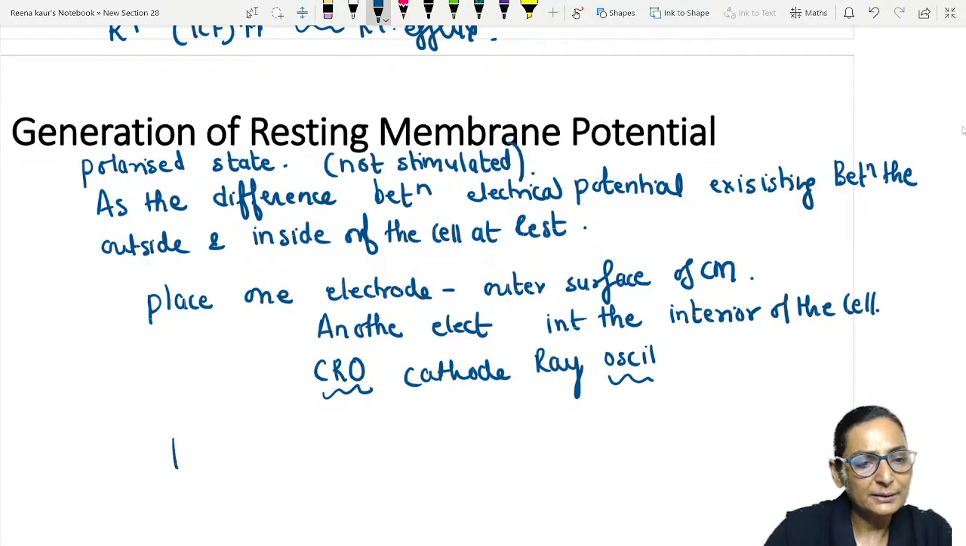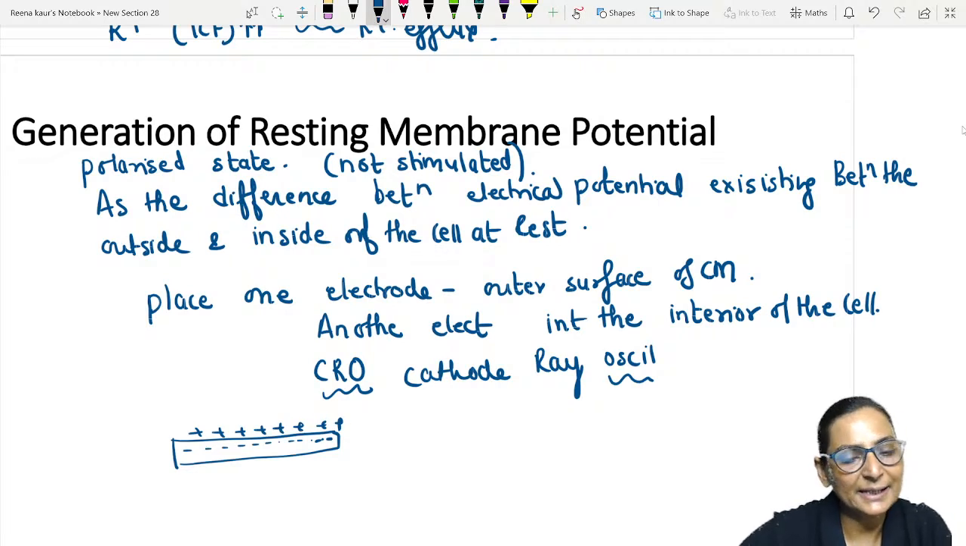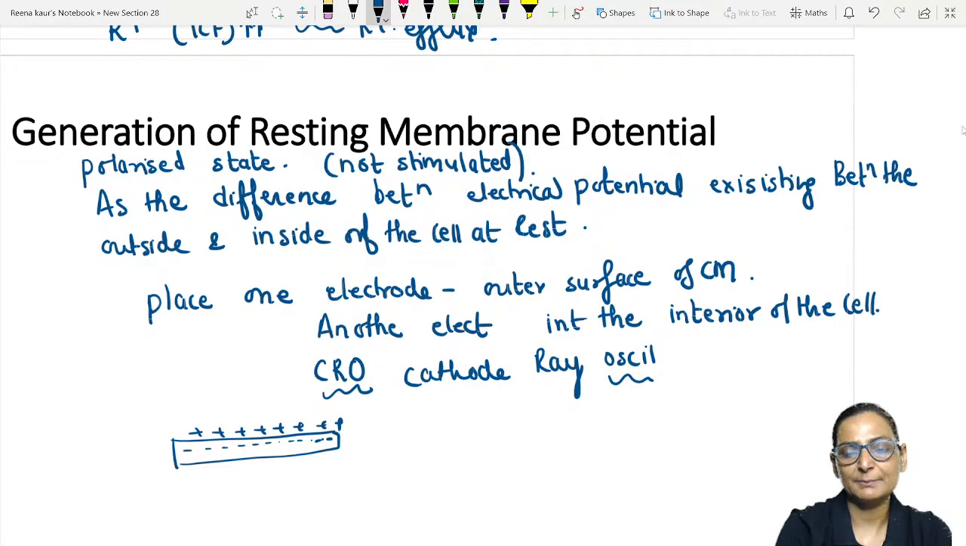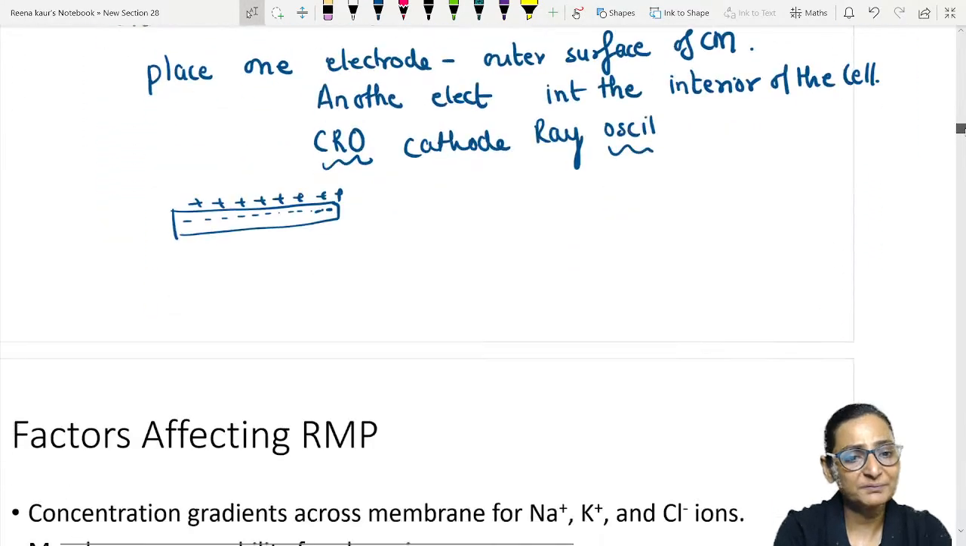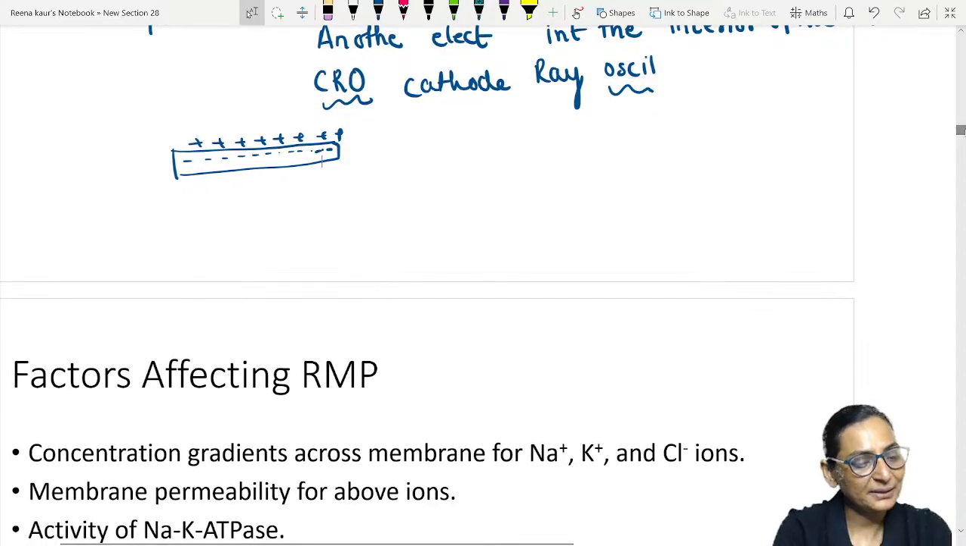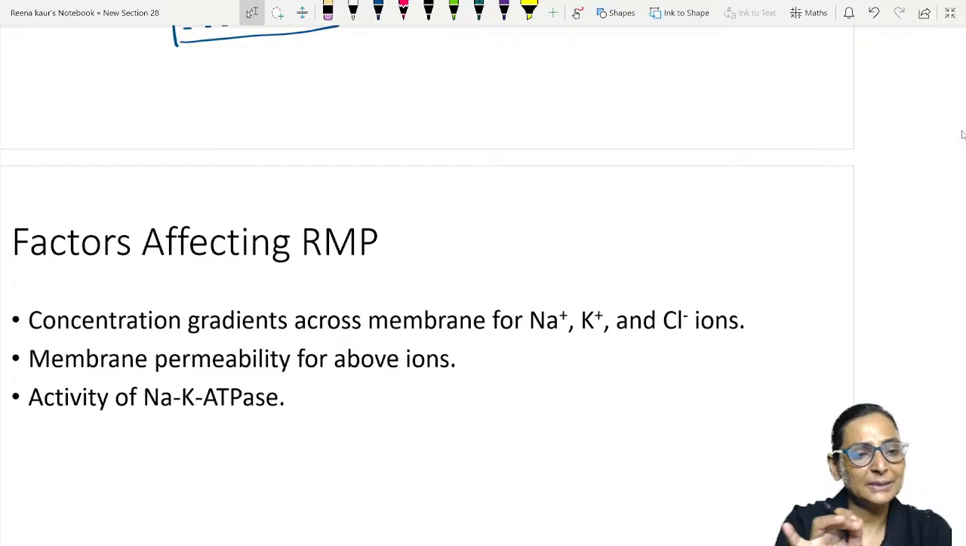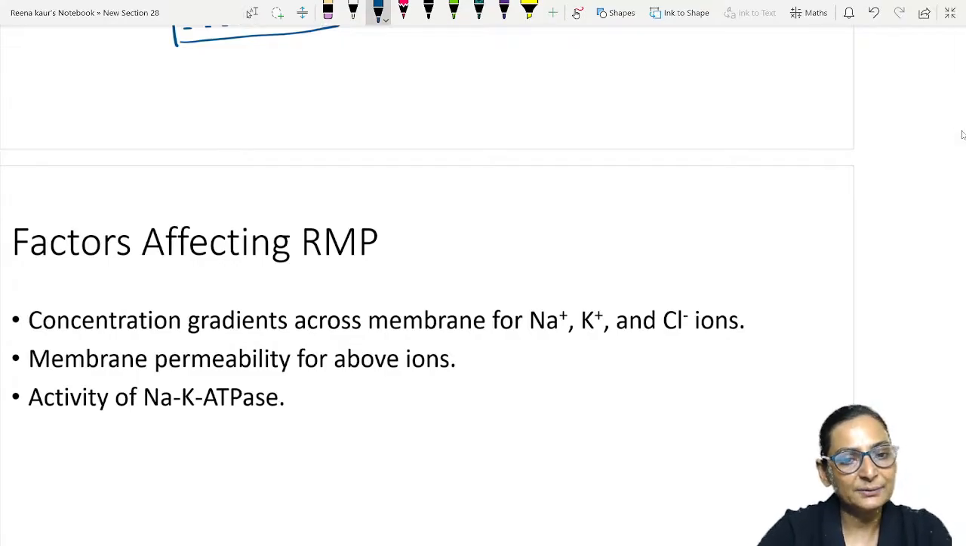Okay? Now under normal conditions, the resting membrane potential is such that the interior is always negative at rest and the exterior is positive. Now what causes the resting membrane potential is very, very important: what are the causes of the resting membrane potential, or what are the factors affecting it, or how is the resting membrane potential generated. So the first important thing to consider is the concentration gradient across the cell membrane for ions. You basically consider three important ions, that is sodium, potassium and chloride. And another very important factor is the selective permeability of the membrane.